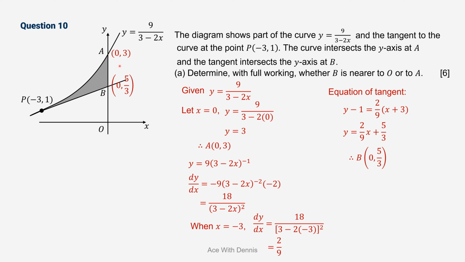Okay, so we know the coordinates of A and B. Now we can answer the question. Is B nearer to O or to A? So let's see. The distance of AB will be 3 minus 5 over 3, which gives 4 over 3. The distance from B to O, or OB, is 5 over 3. So we can see that AB is less than OB. Therefore, B is nearer to A.